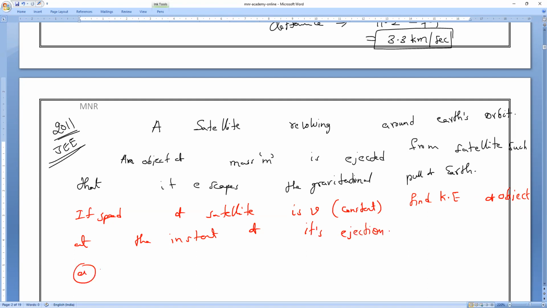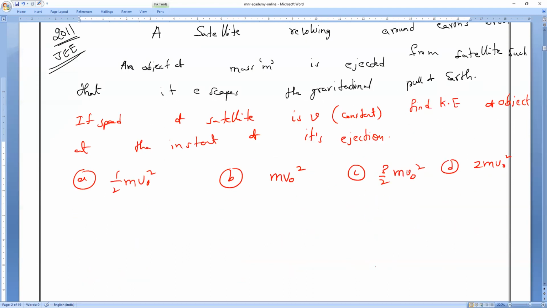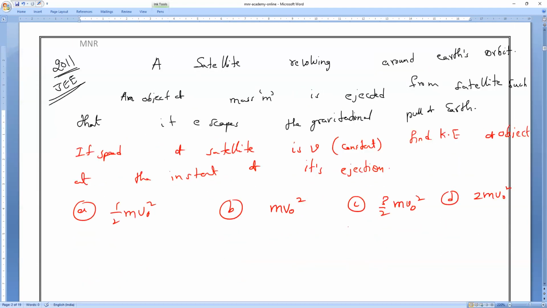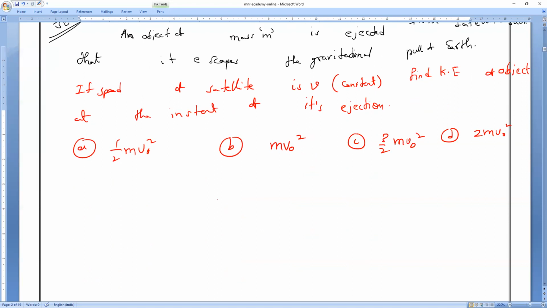Option A, half mv square. Option B, half m v naught square, taking v naught as the orbital velocity. Option C, 3/2 m v naught square. Option D, 2 m v naught square. Let us see that. Who will find it? Make it quick. Try the question, first I will explain it.